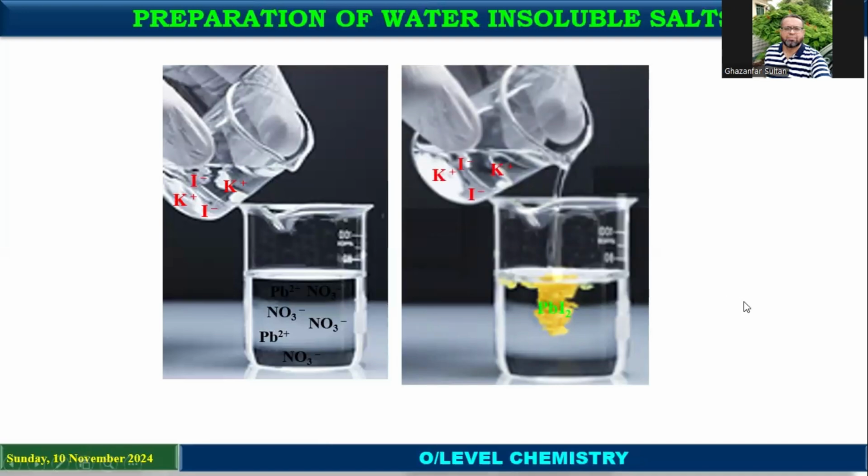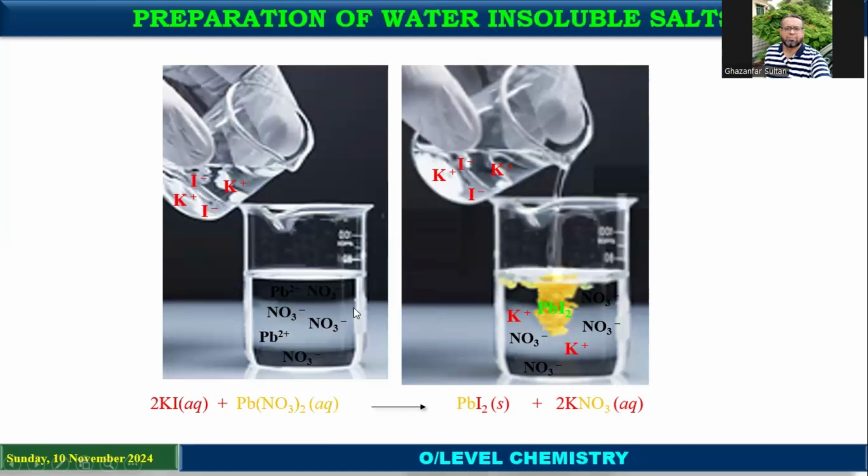This is lead iodide, and potassium and nitrate ions were already in aqueous form, in separated form, in ionized form, and they're still in ionized form. So in the ionic equation, we don't write these ions, but in the complete equation, we need them. So the reaction is this that we have already seen in the previous slide. Potassium iodide combined with lead nitrate to produce lead iodide and potassium nitrate.